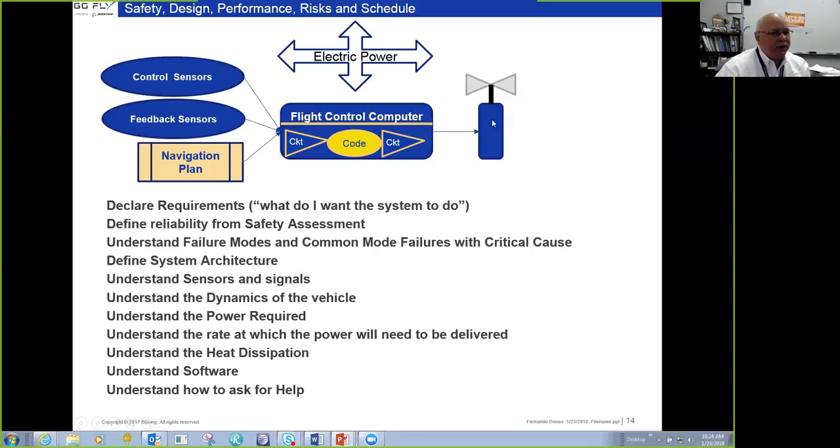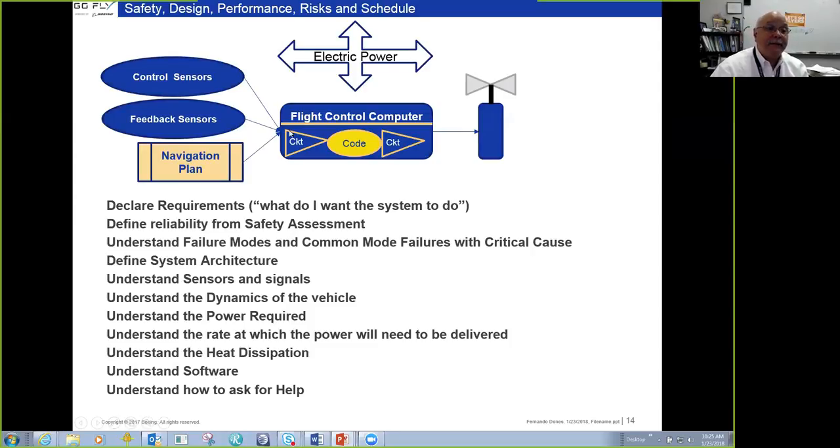Understand the power required for that, so you don't overcount it, but also understand the rate at which you can actually deliver that power. Because if you say, hey, I need to pitch right away, and you need the power within 1 second, and the system doesn't deliver it for 5 seconds, it's not going to do what you expect it to do. Understand heat dissipation. Heat affects every single one of these components, including the electrical power. If they heat up, you're outside of random failures, and now it becomes almost a guarantee to fail.